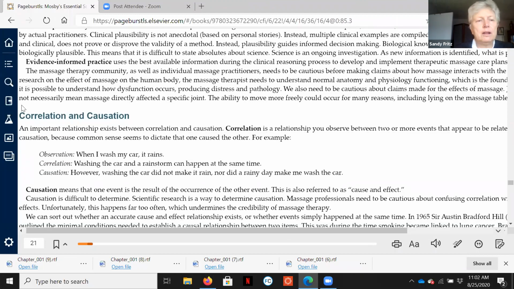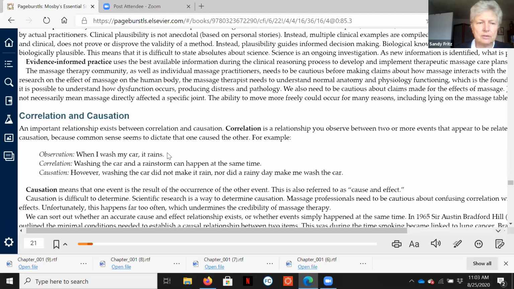One of the things we have to be careful of is correlation and causation. Two things can happen at the same time, but that doesn't necessarily mean one thing caused the other. What research tries to do is establish causation. So here's a little example. Observation: when I wash my car, it rains. Correlation: washing the car and a rainstorm can happen at the same time. But that does not mean causation, that washing the car made it rain. A lot of times what we see as facts, how we want to process stuff, is correlation, not causation. So we have to be very careful.